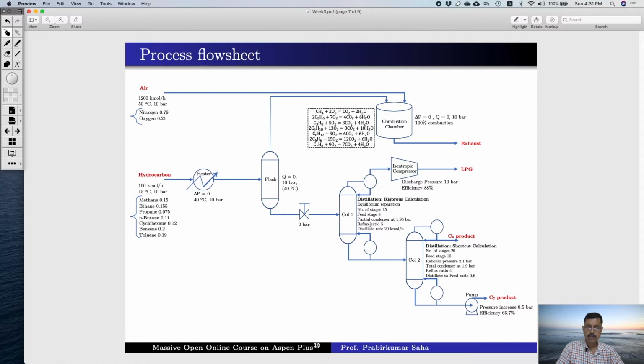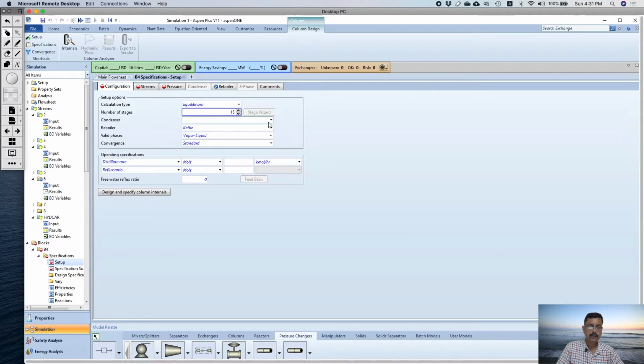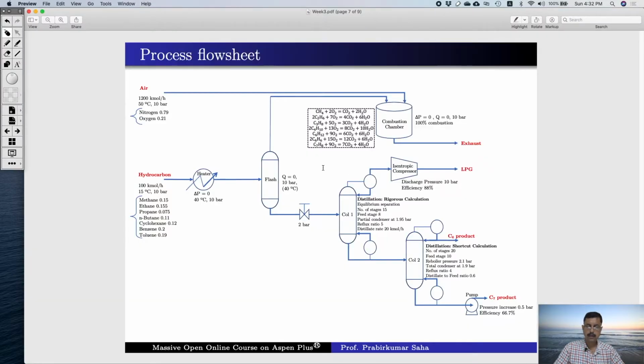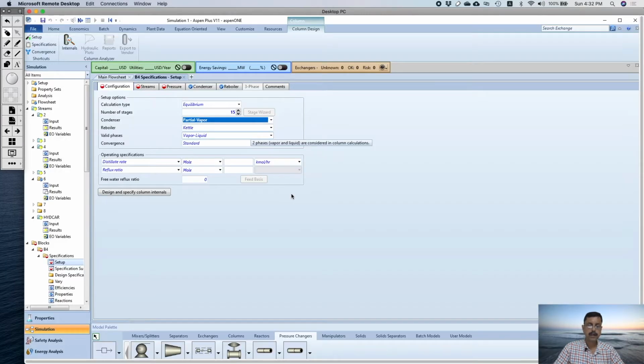and the condenser will be partial condenser. Now it is partial vapor because a partial condenser may produce either vapor or vapor and liquid both. So in our case we have only vapor, we do not have any liquid distillate. So it is vapor, partial vapor. We do not have anything this side. So it is partial vapor.